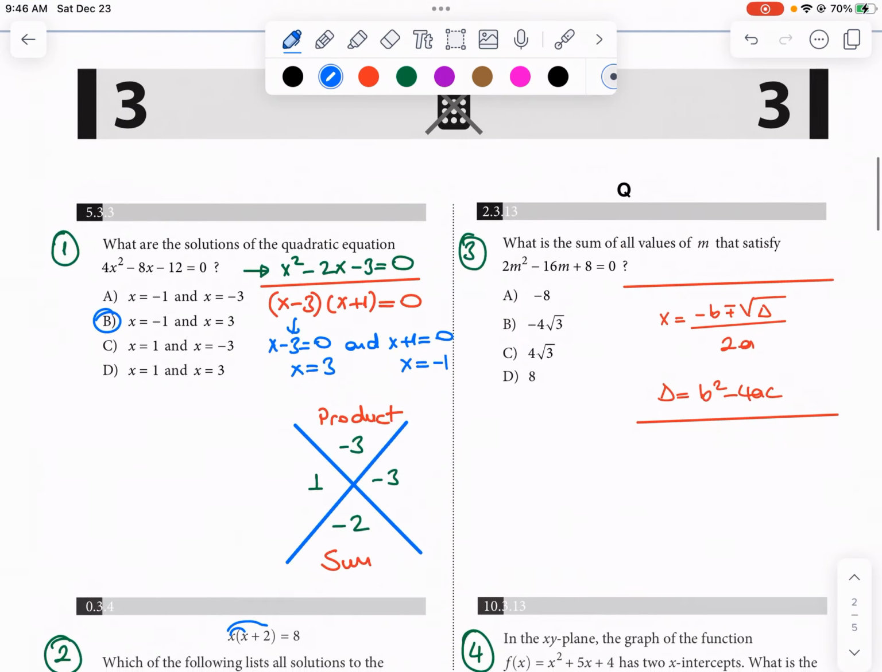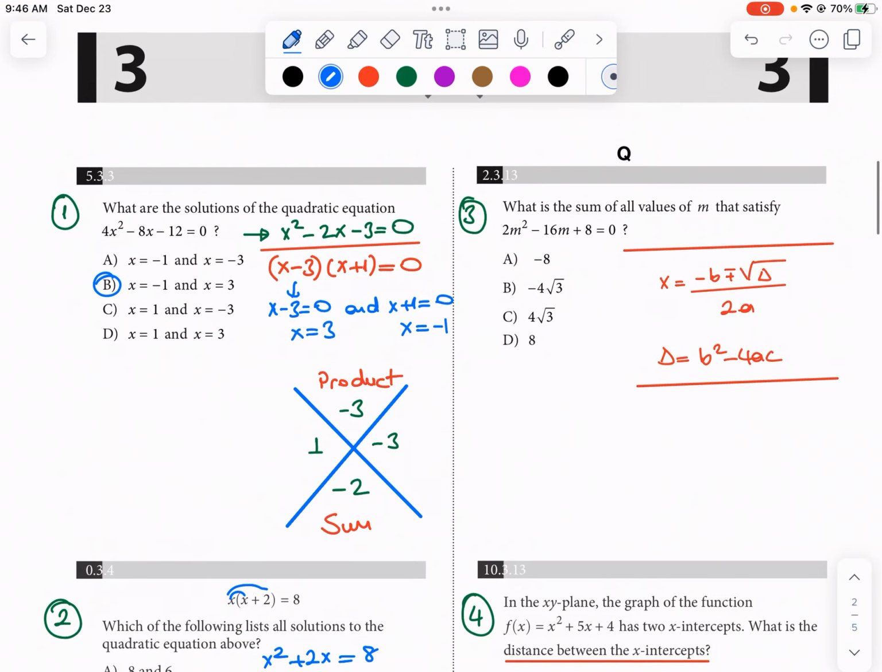Next question, question 3. This question is a little bit different. What is the sum of all values of m that satisfy 2m squared minus 16m plus 8 is equal to 0? Again, we simplify it. So we divide each term by 2. 2m squared divided by 2 is equal to m squared. 16 divided by 2, 8m. And 8 divided by 2, 4 is equal to 0. And then we can apply the quadratic formula. First of all, we should know what A, B, and C are. A is the coefficient of m squared, which is 1. B is the coefficient of m, which is negative 8. And C is the constant term, which is 4.